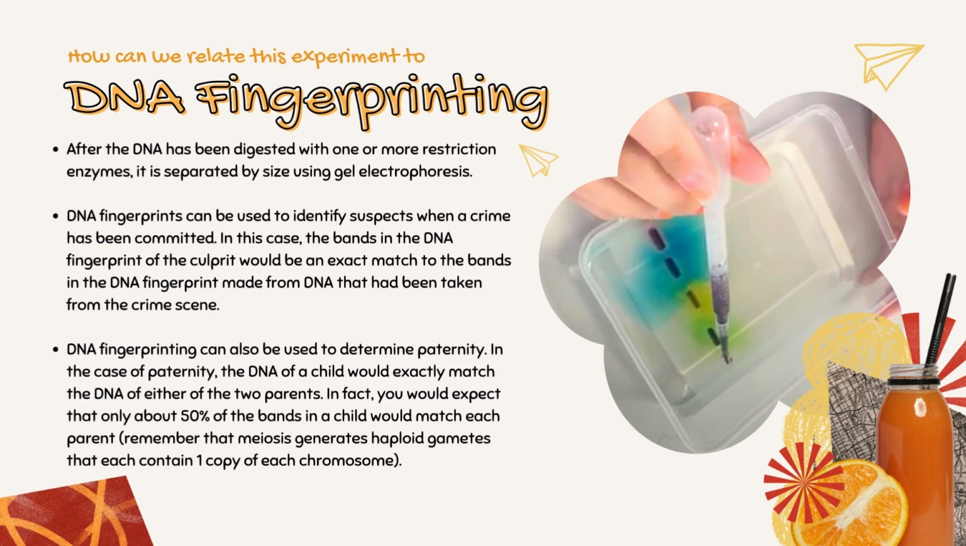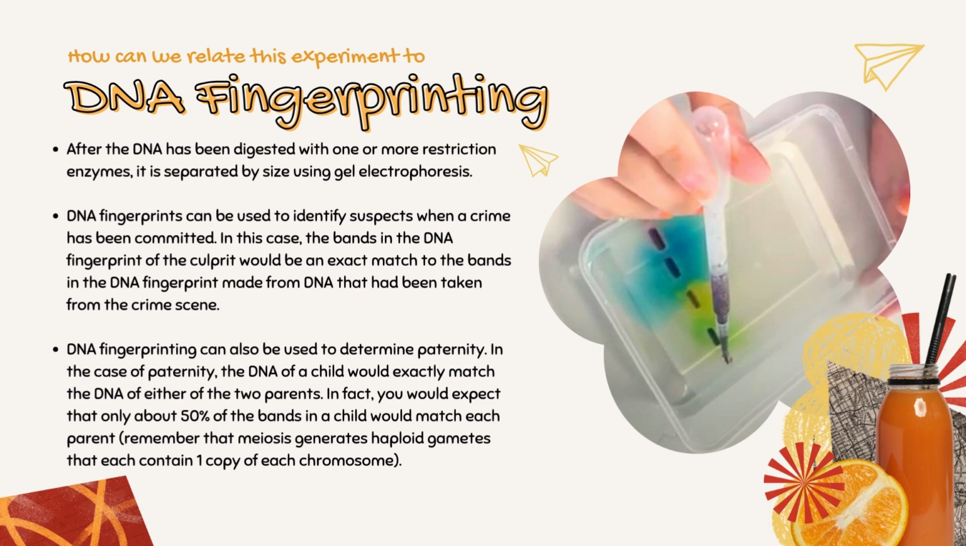So, how can we relate this experiment to DNA fingerprint? After the DNA has been digested with one or more restriction enzymes, it is separated by size using gel electrophoresis. DNA fingerprint can be used to identify suspects when a crime has been committed. In this case, the bands in the DNA fingerprint of the culprit will be an exact match to the bands in the DNA fingerprint made from DNA that has been taken from the crime scene.